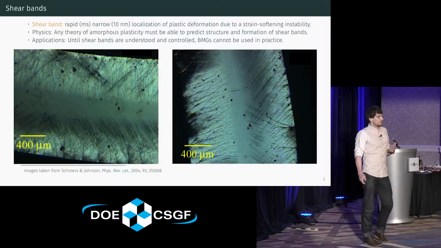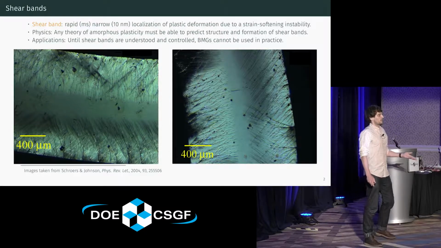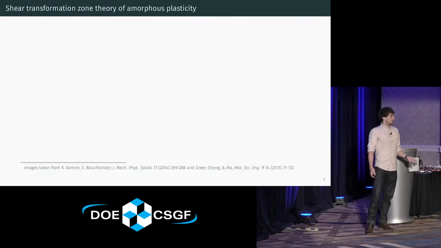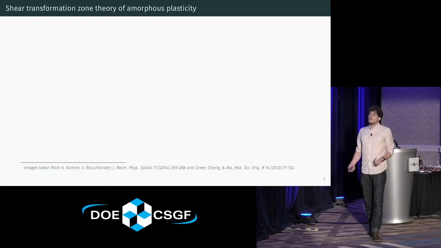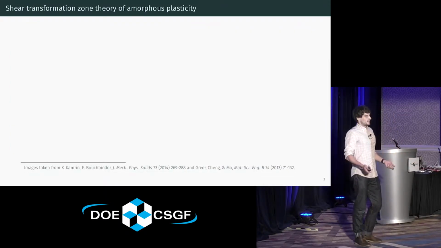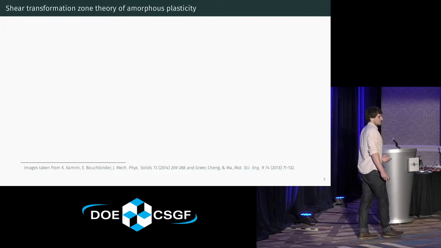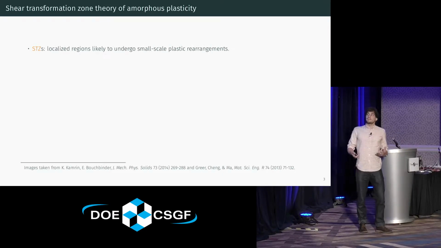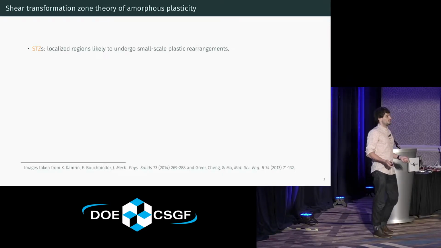So I just said there's no generally accepted theory of amorphous plasticity, but there are some that have been very successful. We'll focus on one in this talk called the shear transformation zone, or STZ theory of amorphous plasticity. The STZ theory posits the existence of small localized regions called STZs that are randomly distributed throughout the material that are likely to undergo small-scale plastic rearrangements when the material is subjected to external shear.